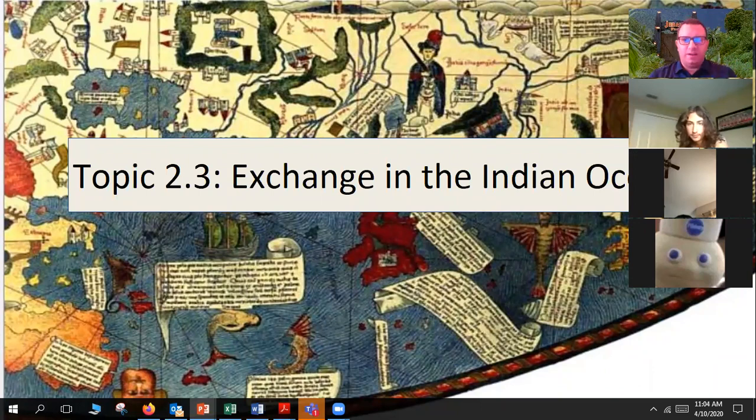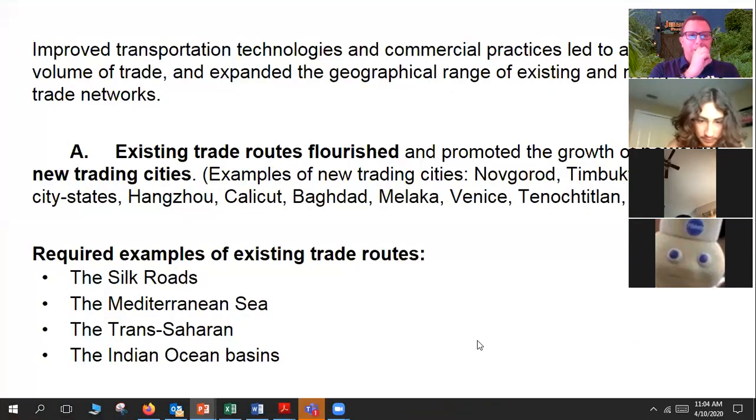We've already discussed the Silk Roads. Today we'll talk about Indian Ocean trade, and then at the beginning of next week, before we jump into Unit 3, we'll talk about Trans-Saharan trade. So that's sort of the direction that things are headed. We have one more trade route to talk about Monday, and then that'll be the end of Unit 2.